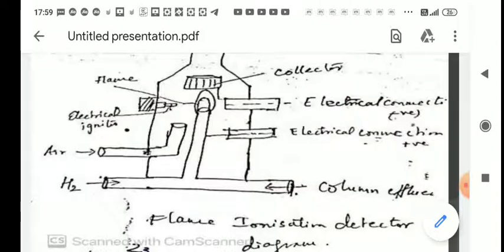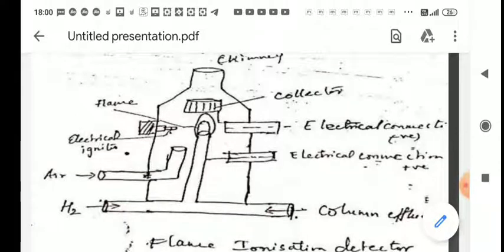These ions are positively charged, and there is a collector. You can see a collector above the flame. The ions get collected in the collector, which is why it is called a collector. And you'll find there is a chimney above it; through the chimney, whatever residue there is will go out. There is a negative electrical connection and a positive electrical connection through which high potential is applied, and the current flows because of the ions and the electrons which are produced in the flame.